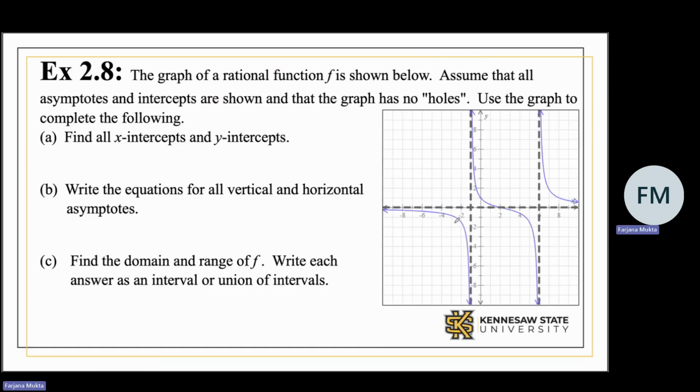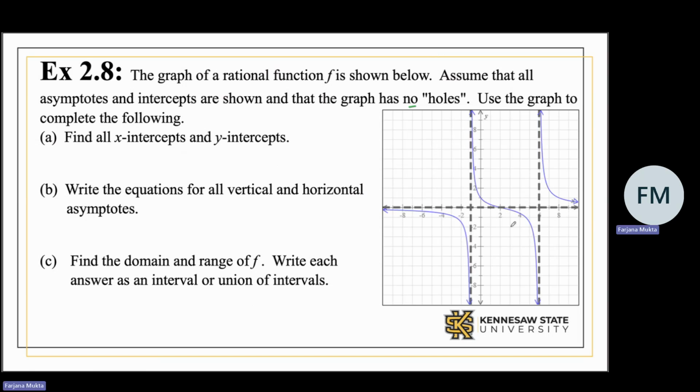Now let's move forward. Here is our next example. Here we are given the graph of a rational function. We are assuming all the asymptotes and intercepts are shown in this graph, and the graph has no hole. So we'll use this graph to complete all the following questions. The first question: find all x-intercepts and y-intercepts. So let's see, do we have any x-intercept?